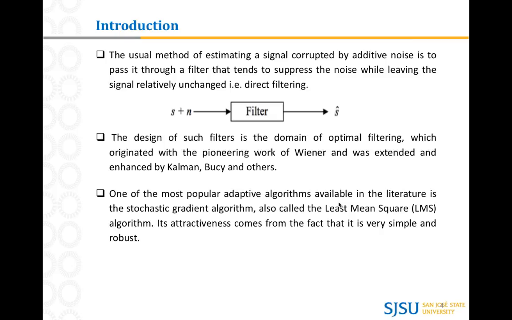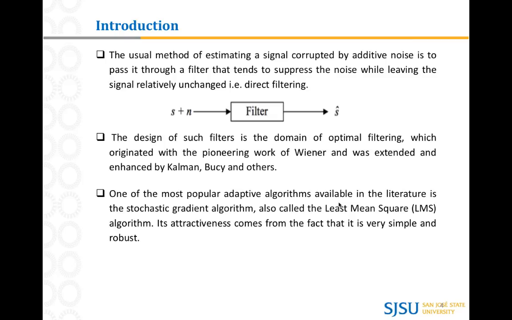The usual method of estimating a signal corrupted by additive noise is to pass it through a filter that tends to suppress the noise while leaving the signal relatively unchanged. That is direct filtering. That is, whenever the signal plus noise is passed through a filter, it gives out a signal suppressing the noise. That is the regular filtering process.